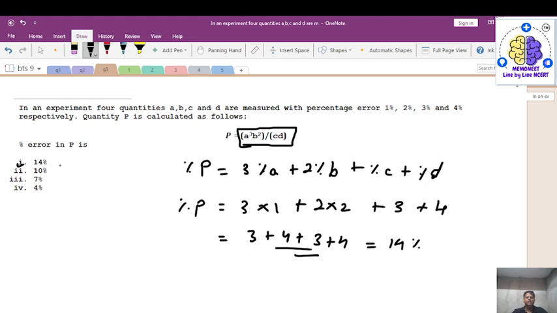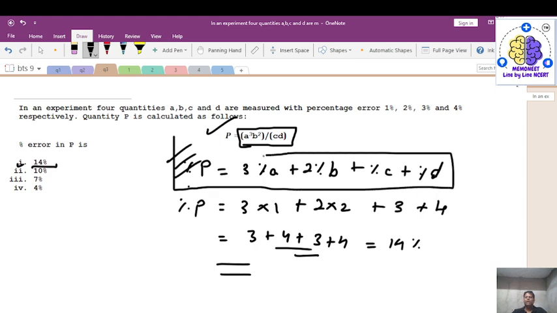So here the correct answer is 14%. That is, if the percentage errors in A, B, C and D are 1, 2, 3, 4 respectively, and P is given by this formula, then the percentage error in P will be equal to 14%, right? So here we have used the concept of combination of errors, in which the quantities being combined are in the product form, or in the quotient form, or in the exponent form, and for that case we use this format of calculation of percentage error, right?